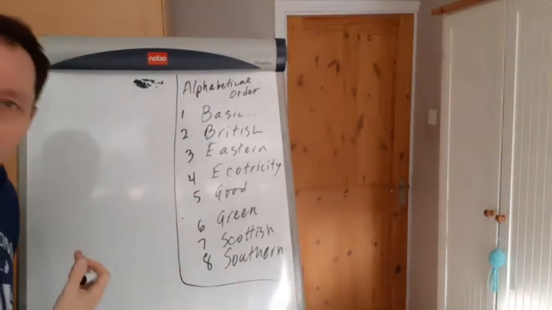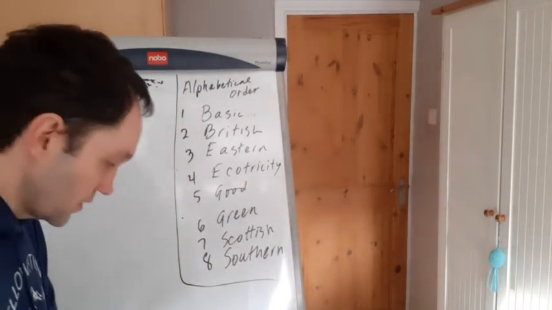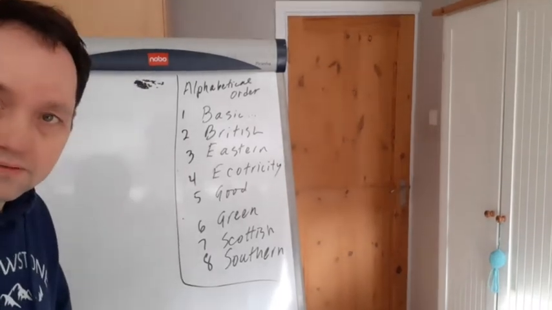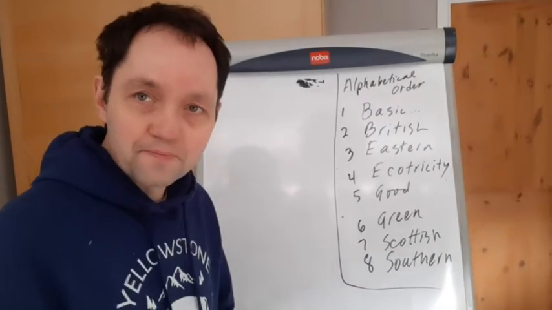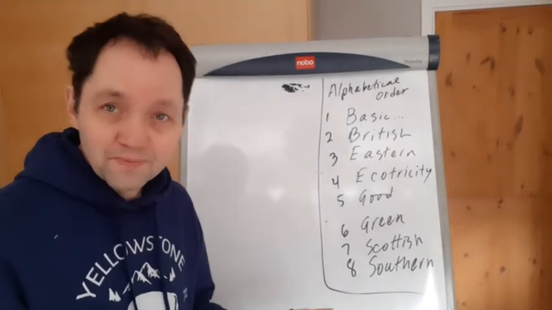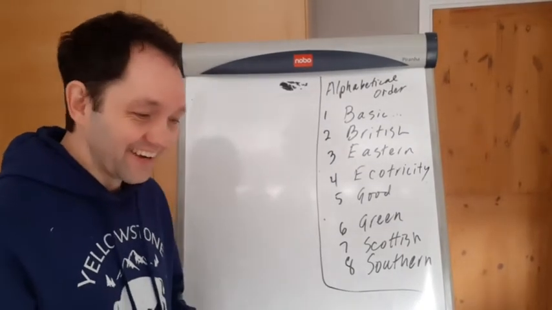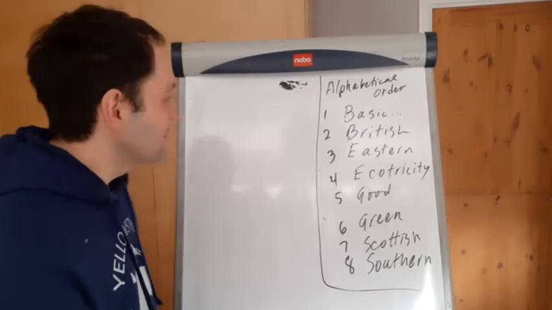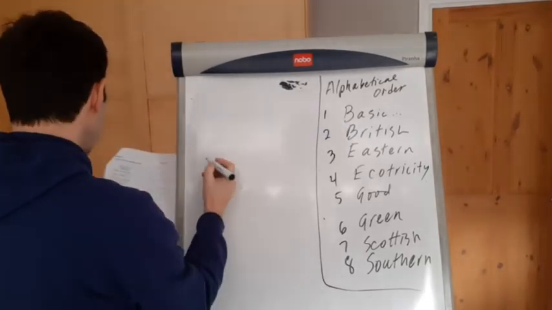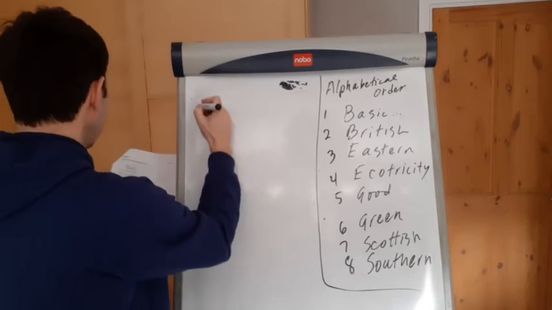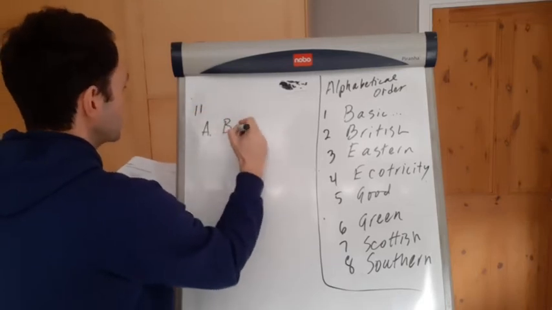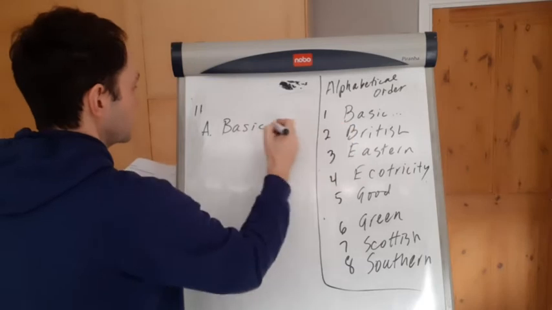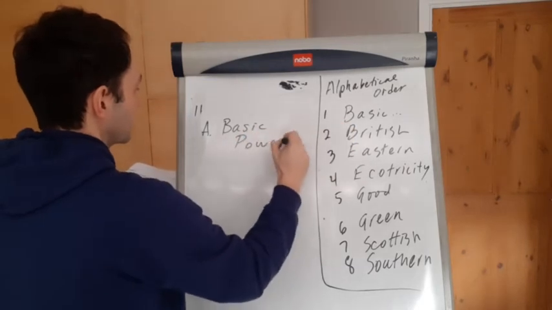And now we have an idea of what we can do. So the first question here is going to be, where do you go? Okay. Welcome to my house, by the way. I hope you like it. Number 11 says, which company is first in the phone book? Well, first one has got to be number 1. So that's basic power. Begins with a B.